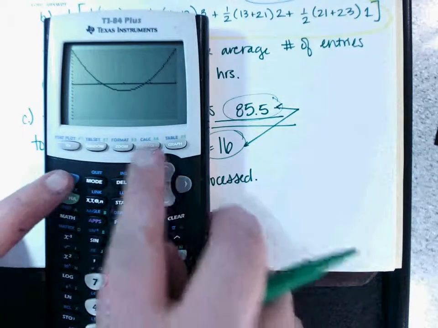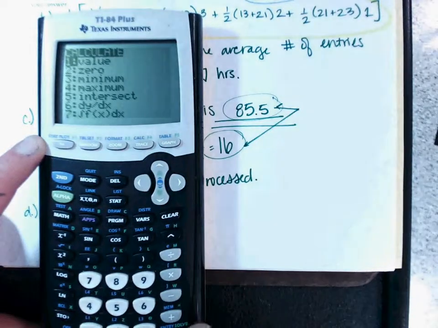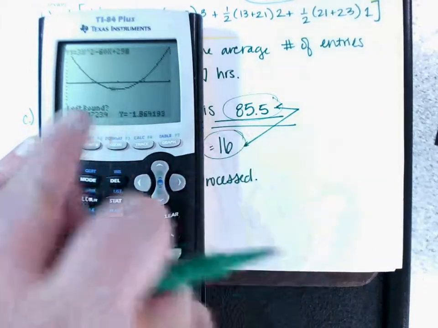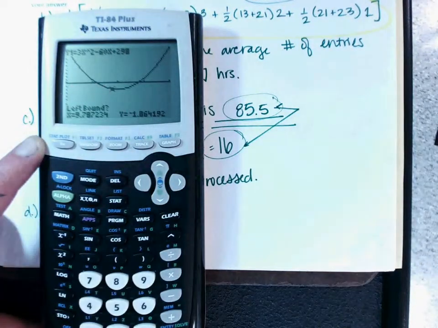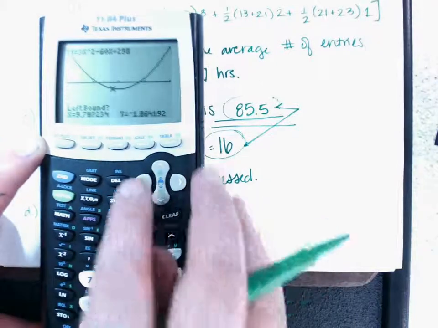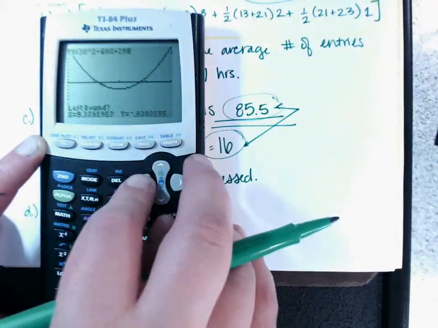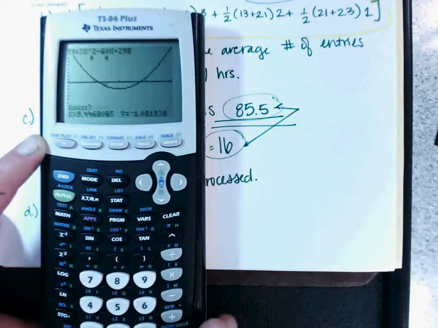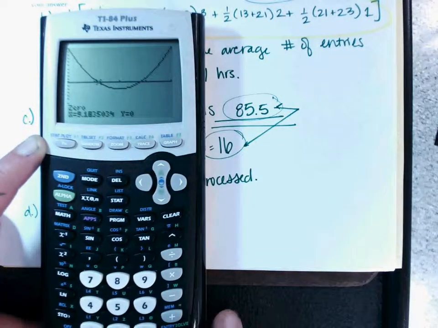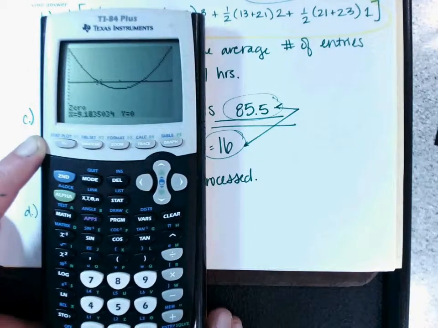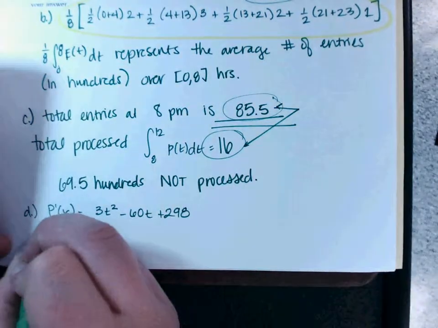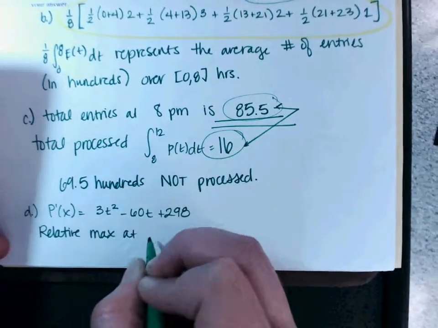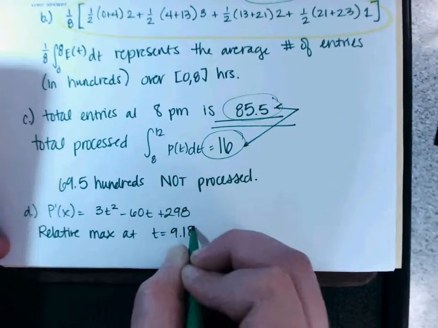So I would hit second trace here, and then I'd be finding that x-intercept. So I'd go down to 0. Then my left bound, I want to be, this is the max, right? Because it goes from above to below. This one over here is a min, so we don't want that. So I'll go a little bit above to the left, push enter. Little bit below on the right, push enter, and so my max occurs at 9.1835. So I would say I have a relative max at t equals 9.1835.